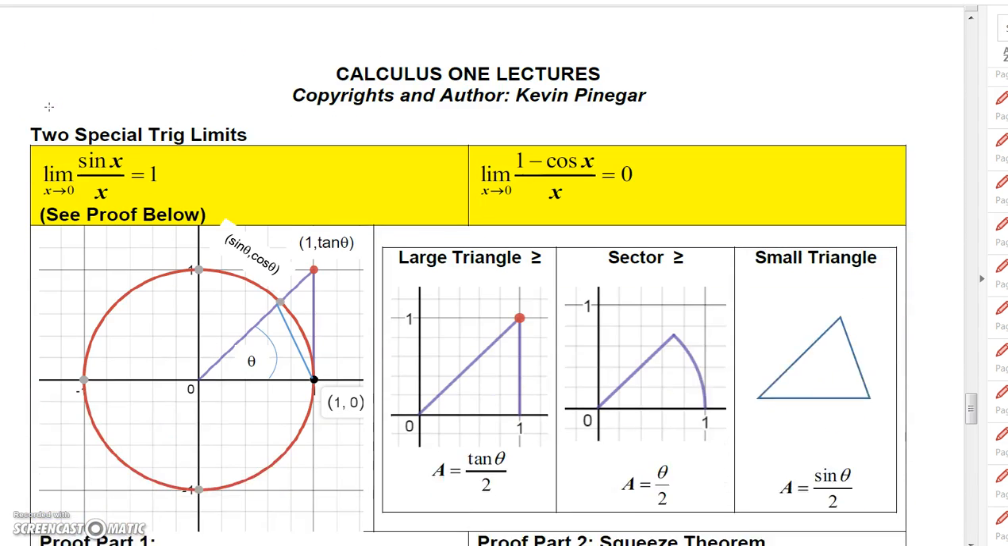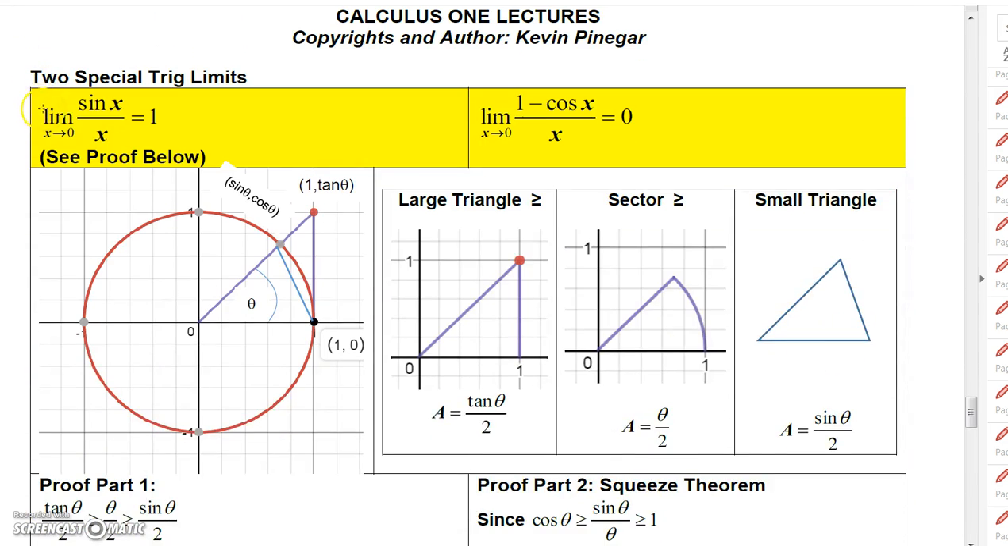And the application of the squeeze theorem is actually to prove a couple of special trig limits. The first limit is, it turns out that the limit of sine x over x as x approaches 0 is equal to 1. Now, if you tried to evaluate this at 0, you would get sine of 0 on top, which is 0, and then on bottom you would get 0. So you would get that indeterminate form 0 over 0.